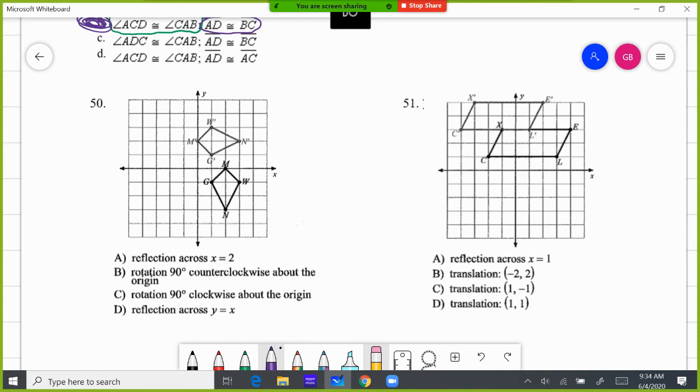Okay. 50. For 50 and 51, you need to name the transformation. So our pre-image is the one without the tick marks. So how do you go from this purple image to the other one? So if you reflect across two, it's not a reflection. It looks more like a rotation. Counterclockwise is this way, and then clockwise would be this way. So it's not going to be C, so it's going to be B. Reflection across y equals x.